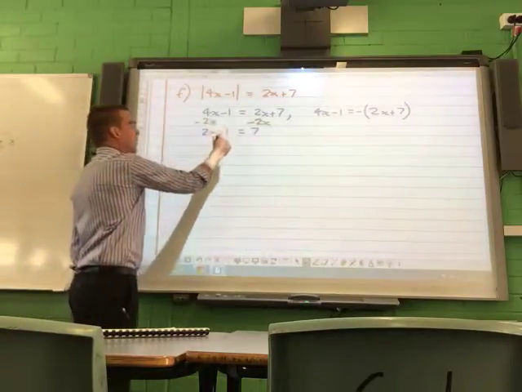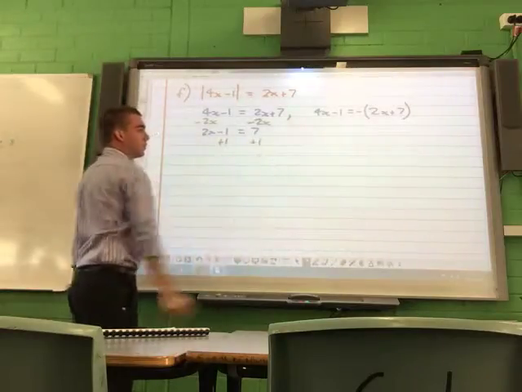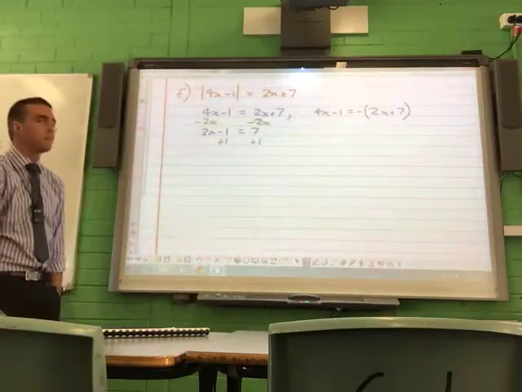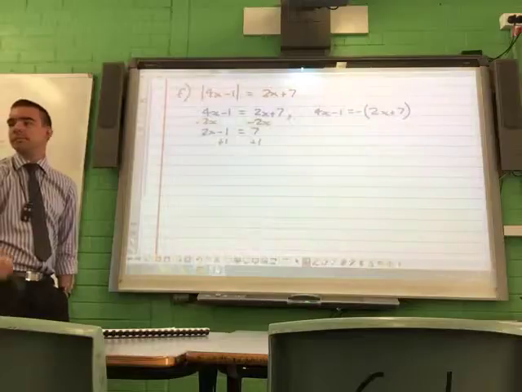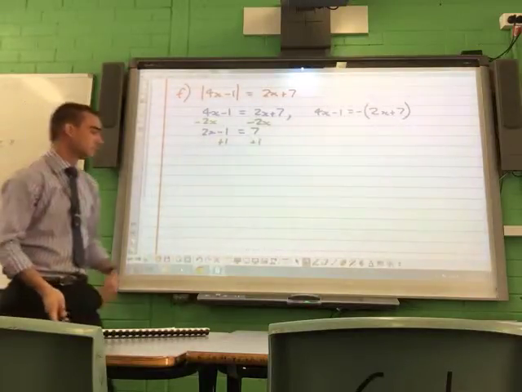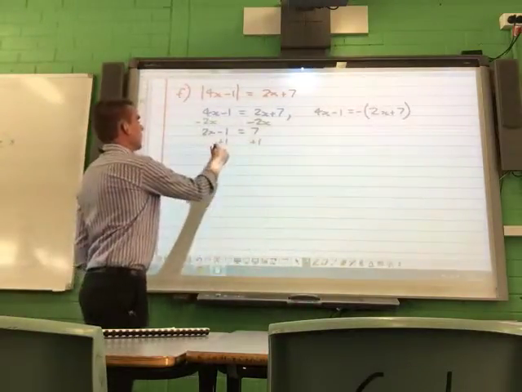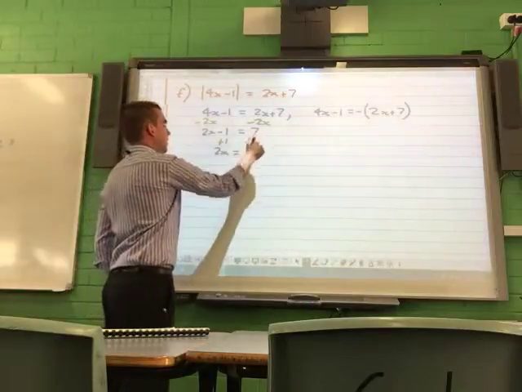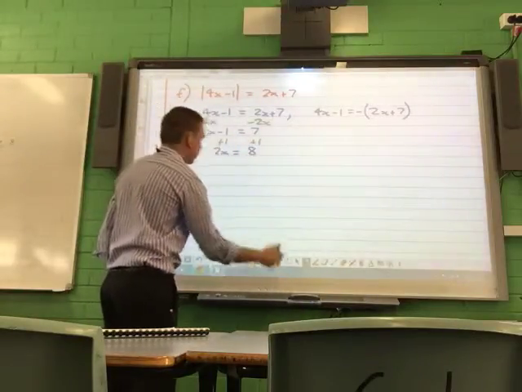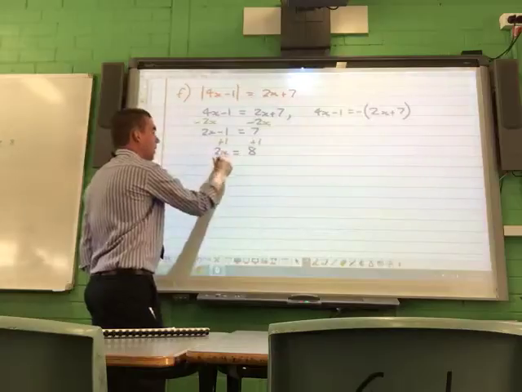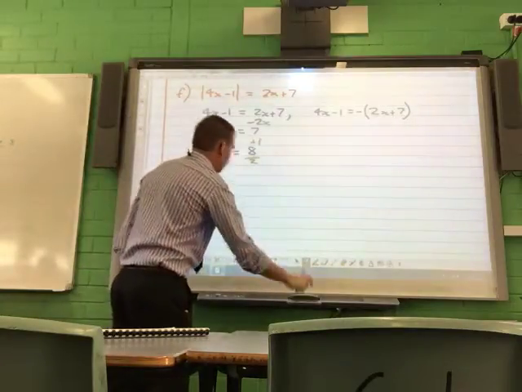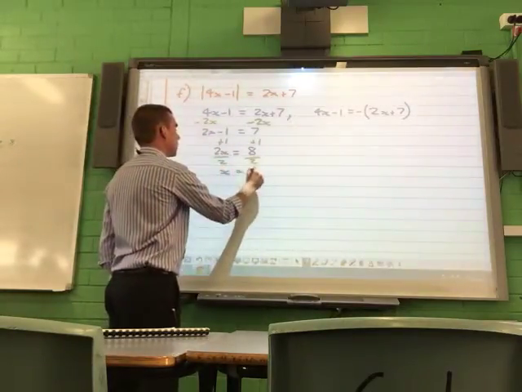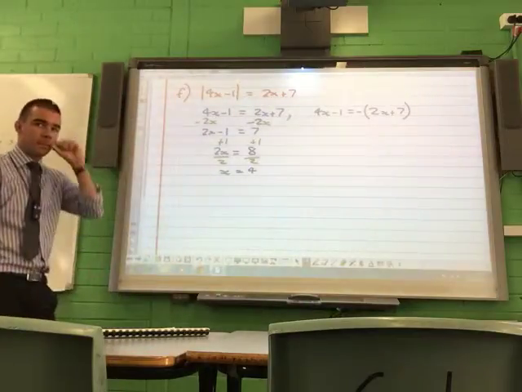Right, numbers, move to the right hand side. We're doing the opposite operation. The 7 plus 1, which is 8. So x must be 4.